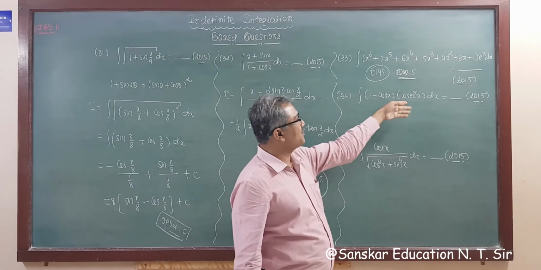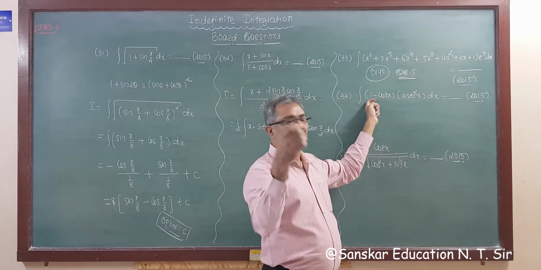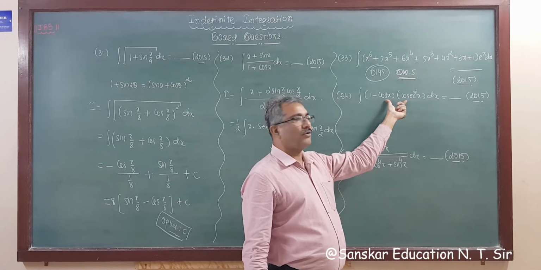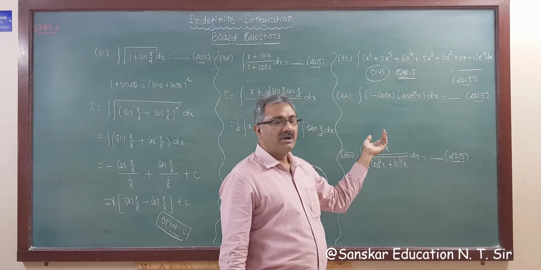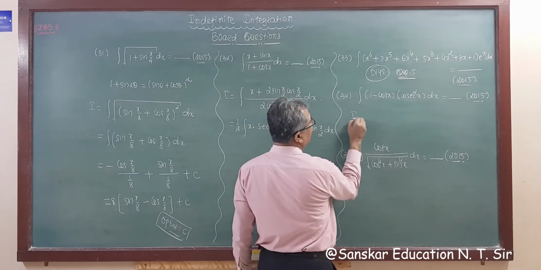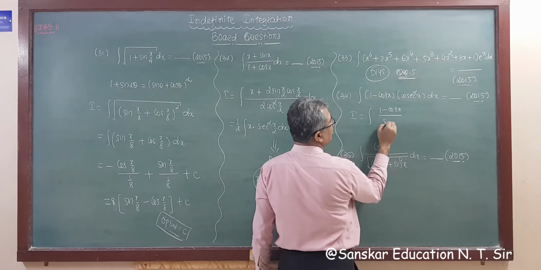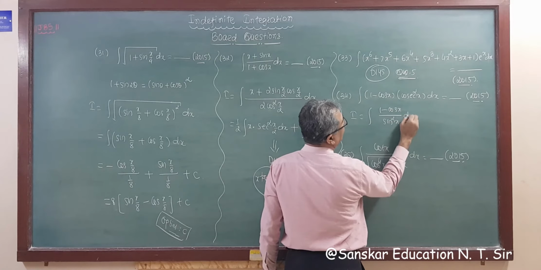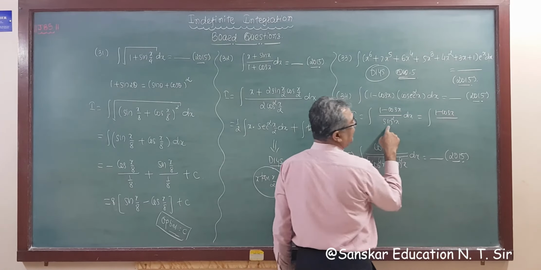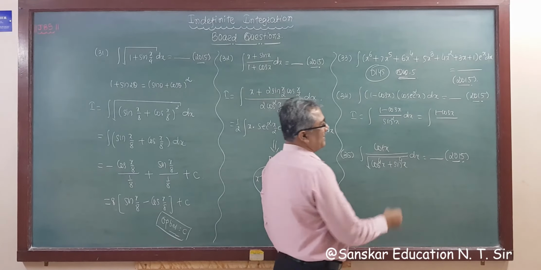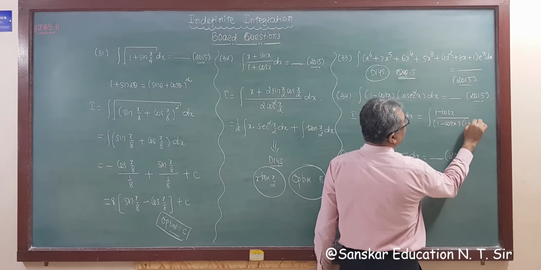Now this is 1 minus cos x into cosec square x, okay? Multiply this by cosec square x, integration of cosec square x you know, and cosec into cot, that you also know. Otherwise, if you don't want to do this, then like this: 1 minus cos x upon cos square x is sin square x dx. So this is 1 minus cos x, and sin square is 1 minus cos square x. So 1 minus cos square x is 1 minus cos x into 1 plus cos x dx.